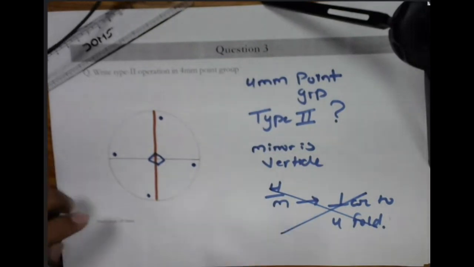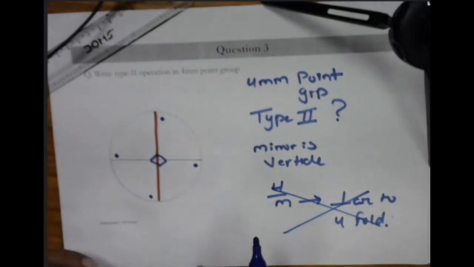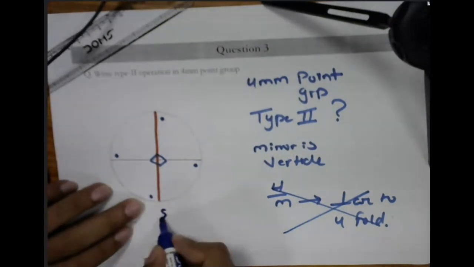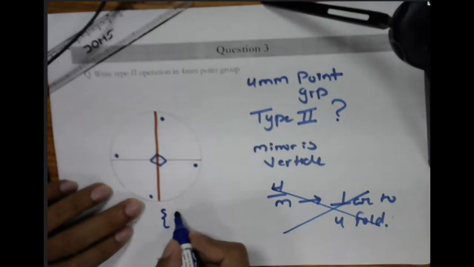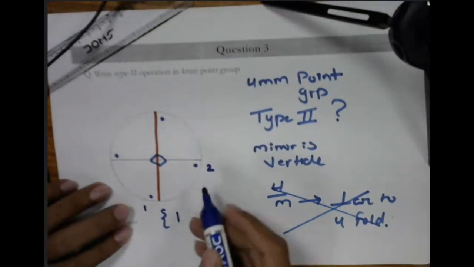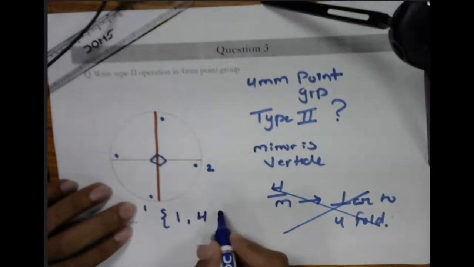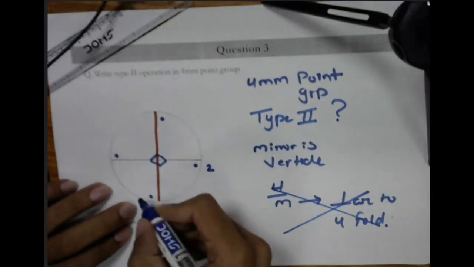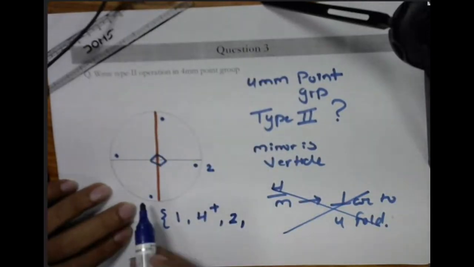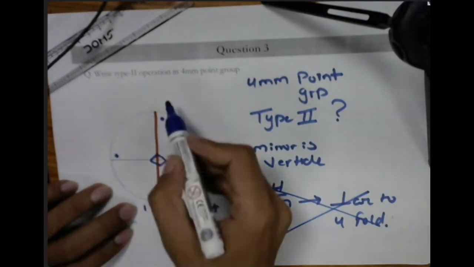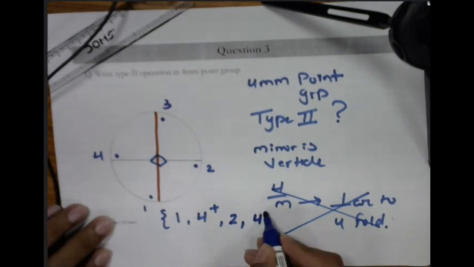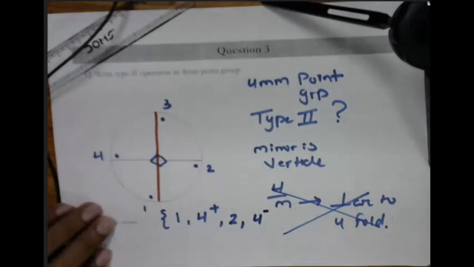Let's also write how we can denote this. The first point we will directly get by one-fold rotation. Point number two we'll get by the fourfold, 4 plus. The third we will get by 180-degree rotation, that is a twofold. And the fourth point we will get by 4 bar, sorry, 4 inverse, 4 minus.